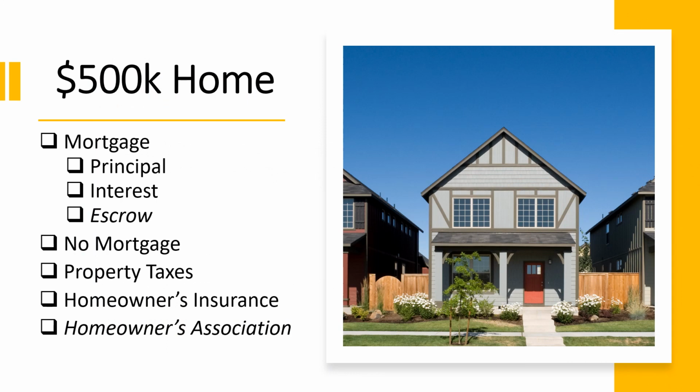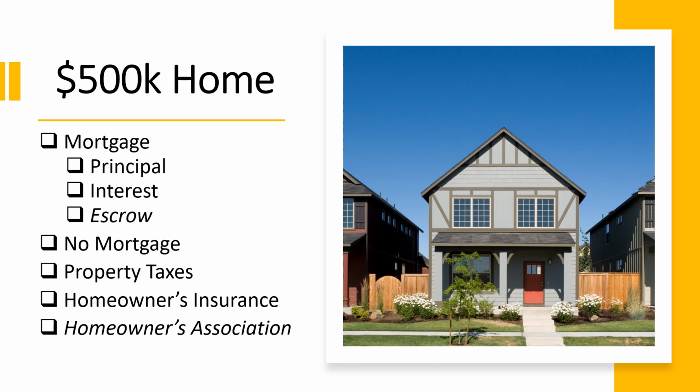So a lot of times people may not know what we mean when we talk about equity. So usually when you purchase a home, in most cases, you have a mortgage. And for this example, we're going to use a $500,000 home. So when you take on a mortgage for your property, you usually have to pay principal, interest, property taxes, and homeowners insurance.